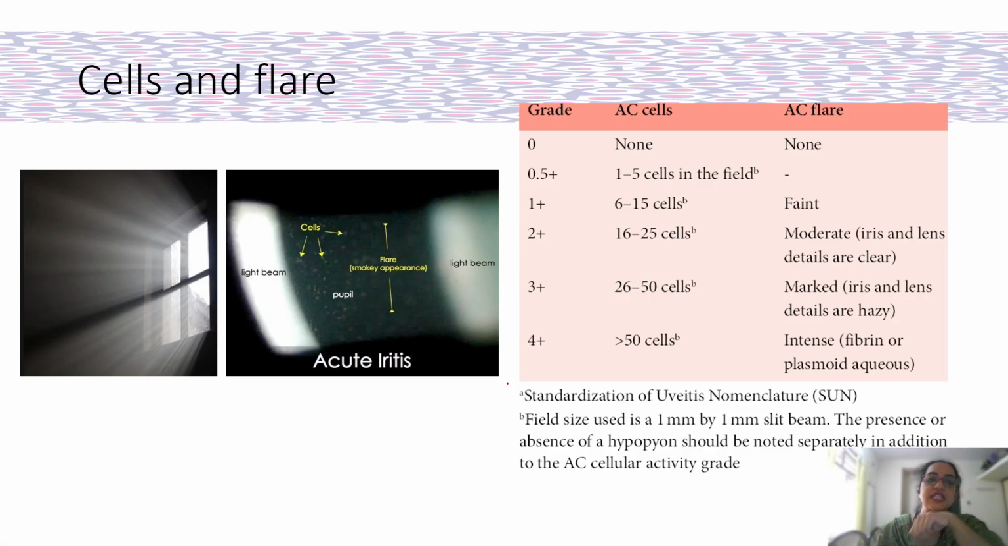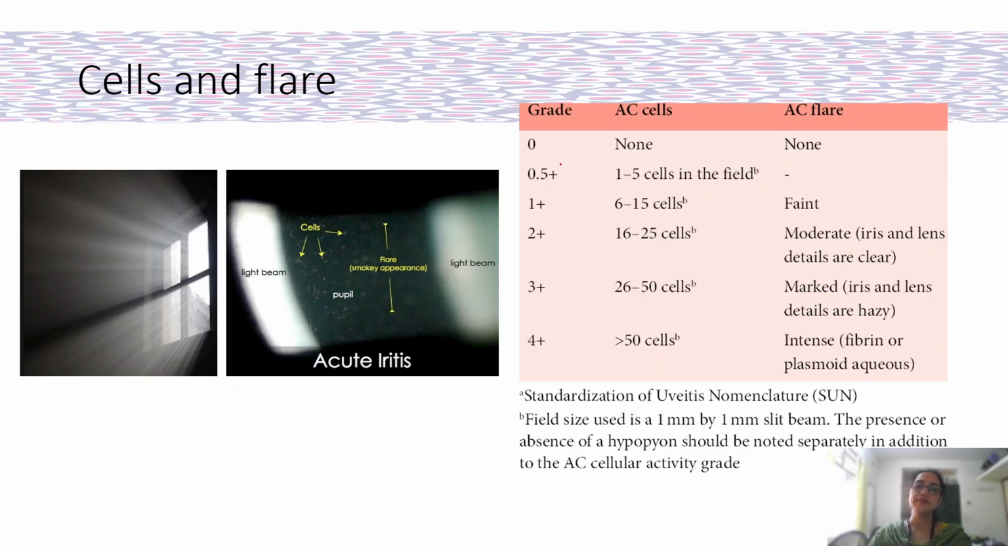Let us learn about cells and flares. So the first image here shows the Tyndall effect, in which in a dusty room, if there is sunlight entering, you can see the rays, the beam of light rays like this. So in the high magnification in a slit lamp, this is an excellent picture I got from the net. So these dots here represent the cells or the WBCs that are floating within the aqueous, and the smoky appearance is the flare. So this is characteristic of iridocyclitis.